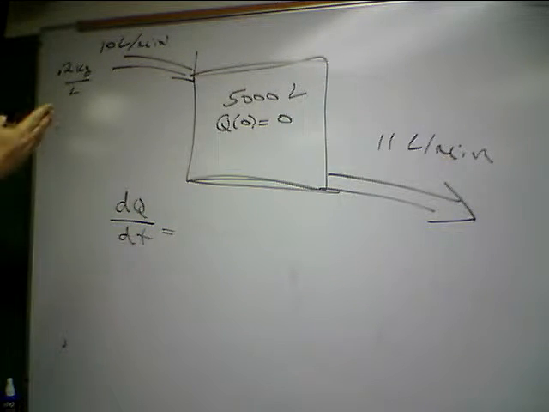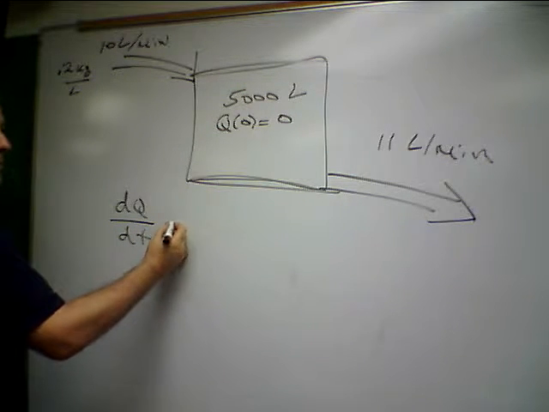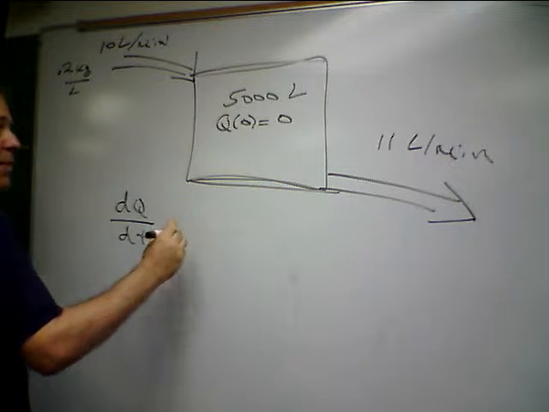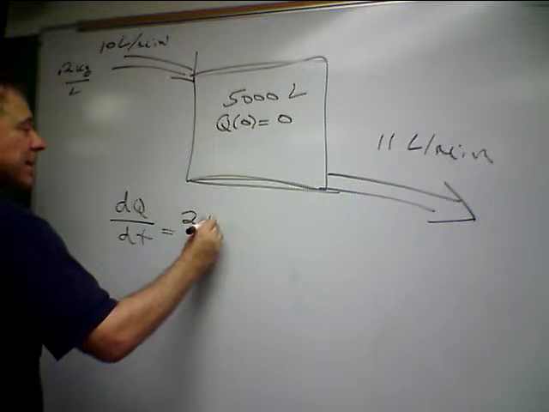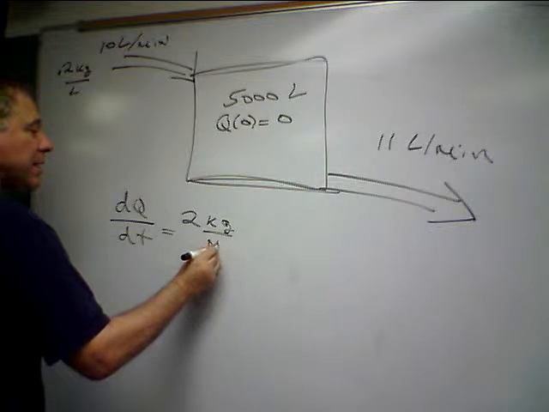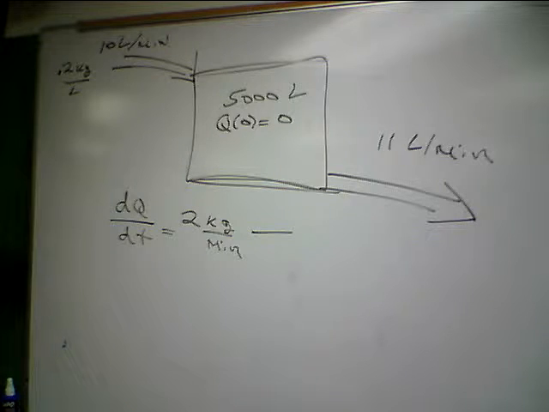The rate in is still the same. It's going to be what? 0.2 times 10, so it's going to be 2 kilograms per minute. What's the rate out, though? Let's think about this. What's the rate out? What is the density? That's the key. What is the density coming out?